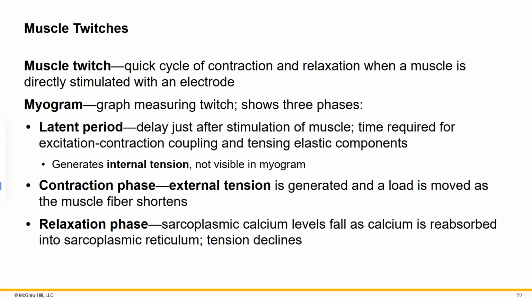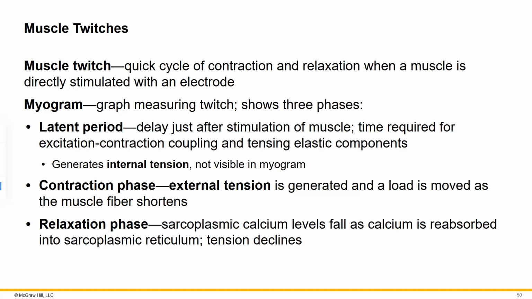A muscle twitch is a quick cycle of contraction and relaxation when the muscle is directly stimulated with an electrode. A myogram is a graph that measures the twitch. It can show 3 phases. The latent period is the delay just after stimulation of the muscle, the time required for excitation-contraction coupling and tensing elastic components, which generates internal tension that is not visible in the myogram.